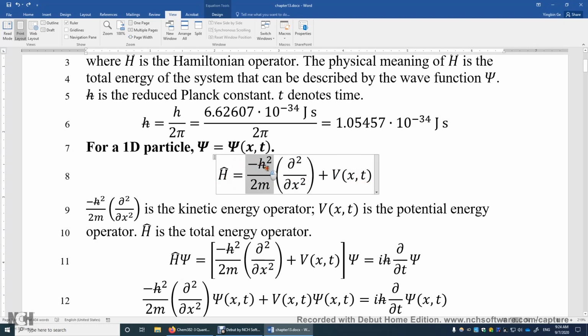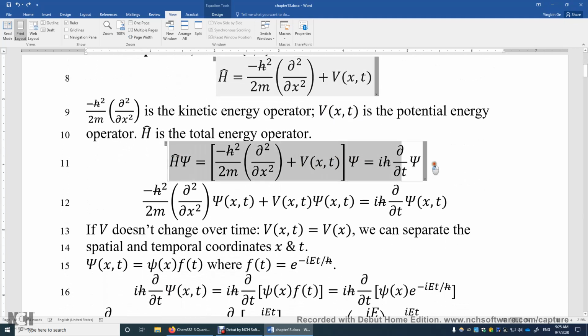Again, this negative h bar squared over 2m times delta squared over delta x squared is the kinetic energy operator. Later, we'll apply this operator to the wave function psi. And this, again, is the potential energy operator that may depend on the position of the particle and time.